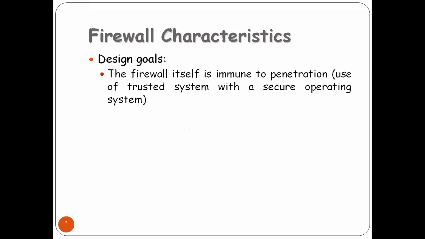Then the firewall itself is immune to penetration, through the use of a trusted system with a secure operating system. So how are we going to provide security? Immune to penetration, through use of a trusted system with a secure operating system. That's why I told you a single system has an individual firewall. We don't know which network is going to be there. For example, from the system, every day we use the same network.